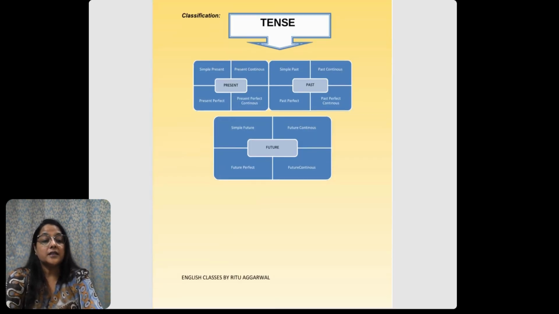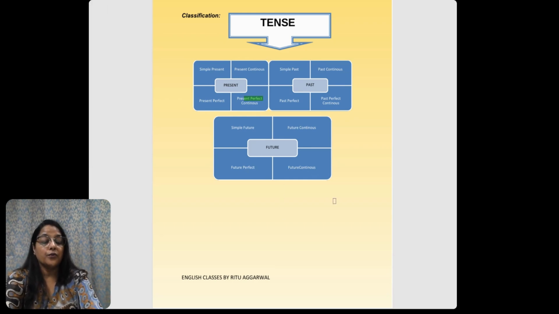So, this slide tells you about how tense is important: present, past, future. Our simple present tense, present continuous tense, present perfect tense, present perfect continuous tense. Simple past, past perfect, past continuous, past perfect continuous. Future tense: simple future, future continuous, future perfect, and future perfect continuous. So let's begin one by one with the important concept of tenses.